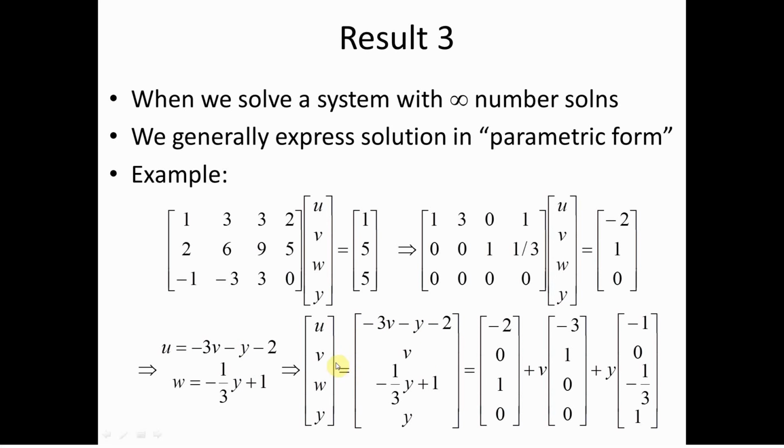U is written like this, V is equal to V, W is written like this, and Y is equal to Y. And you notice I can tweeze those apart, right? I can put all the vectors that have V together, all the vectors that have a multiple of Y together, and then this vector here together. And these three will add up to this. So I'm kind of decomposing the solution, right?